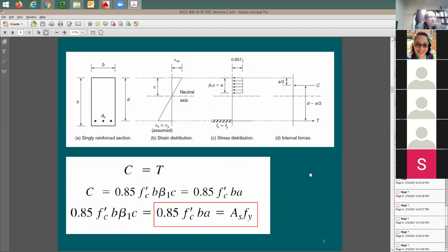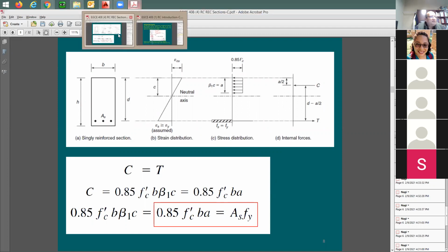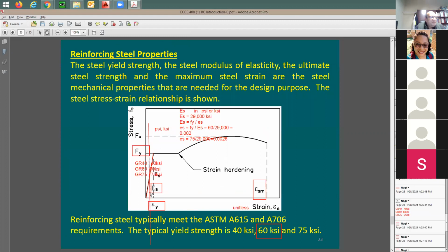Okay, so what's next? Next, I need to think here about the stress in the steel. How much stress is in the steel? I'm going to take you back to this slide set when we were talking about this. I said it depends on the amount of strain in the steel. You see the equation of this line? The equation says epsilon s, which is a strain, at any point, is going to be equal to the stress in the steel at any point divided by Es, the modulus of elasticity.